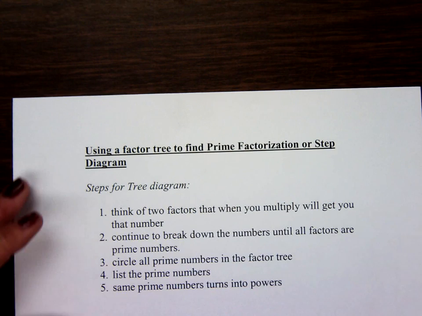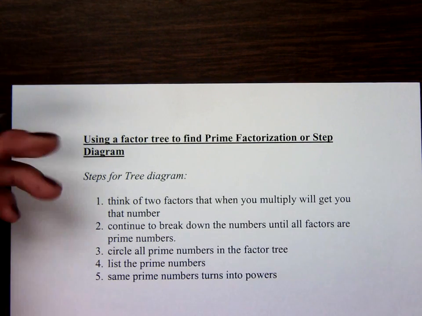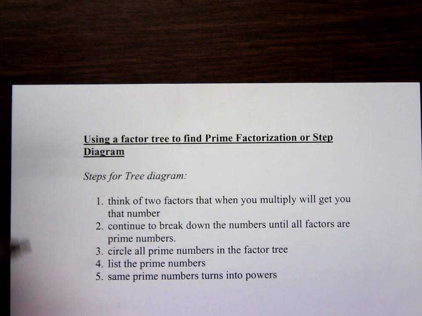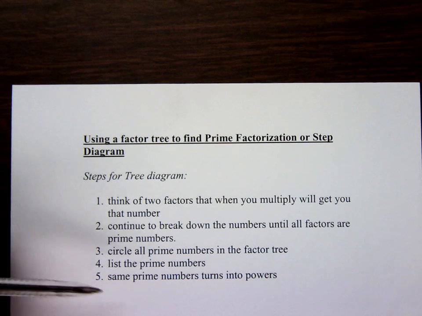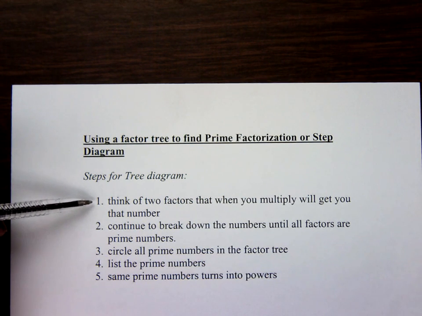The next step is using a factor tree to find the prime factorization, or a step diagram. So you may have an option. I'm going to show you both the tree diagram and the step diagram and how to do it, and you can choose which one you're comfortable with. For the tree diagram, you're going to think of two factors that, when you multiply, you will get that number.